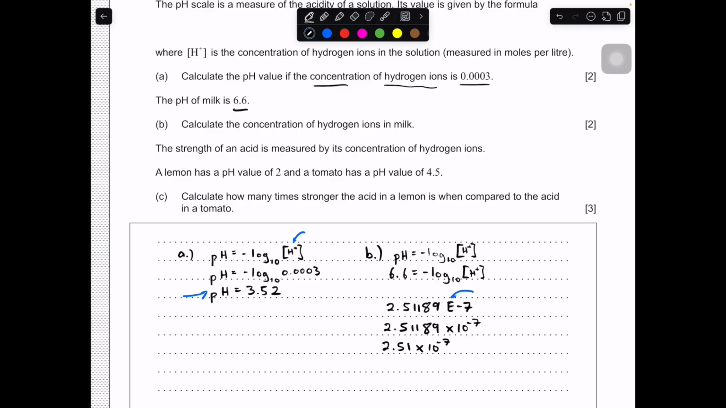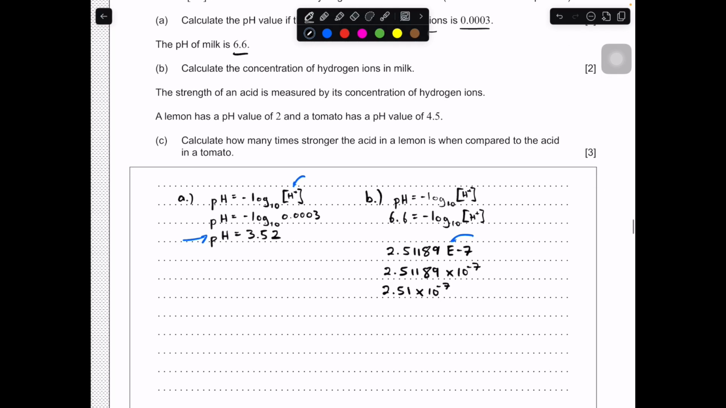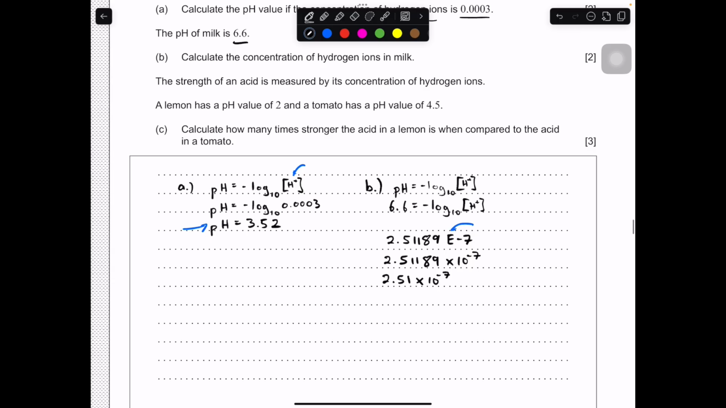All right. Let's continue on here. The strength of an acid is measured by its concentration of hydrogen ions. A lemon has a pH value of 2, and a tomato has a pH value of 4.5. Calculate how many times stronger the acid in a lemon is when compared to the acid in a tomato.